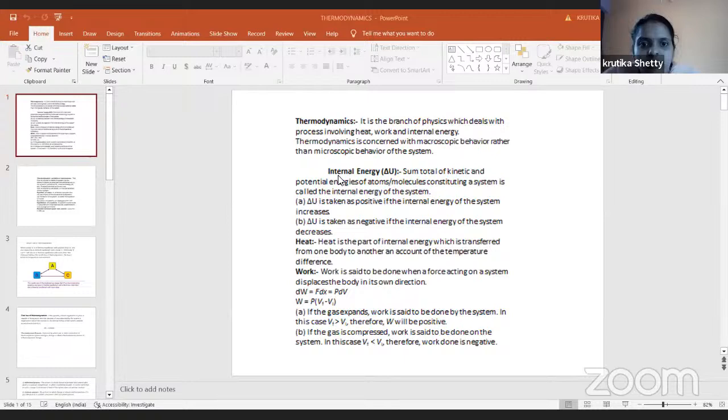Heat is the part of internal energy which is transferred from one body to the other body. What do you mean by one body to the other body? It means from the higher temperature body to the lower temperature body.